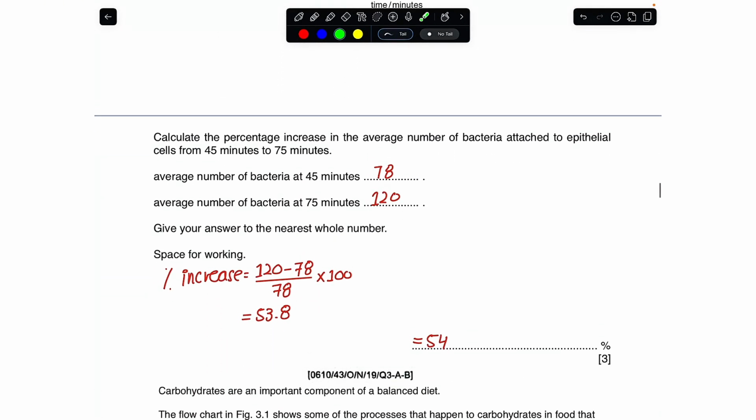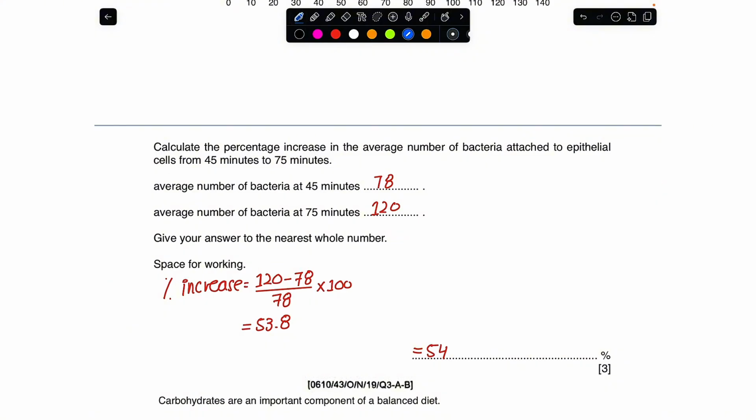And here they want us to calculate the percentage increase in the average number of bacteria attached to the epithelial cells from 45 minutes to 75 minutes. They have given you the time. We would see that time and go to the graph to get the value of the average number of bacteria, and then fill in how many bacteria we had at 45 minutes, how many we have at 75 minutes, and then we simply need to calculate the percentage increase.